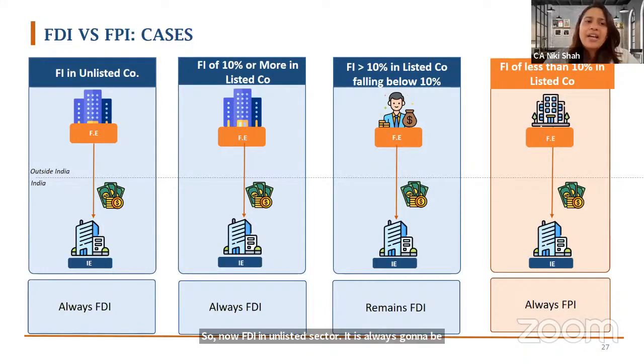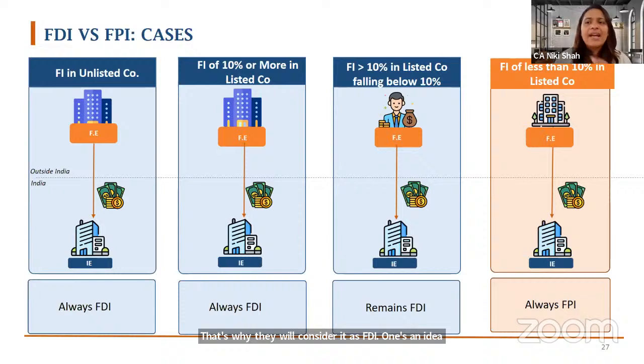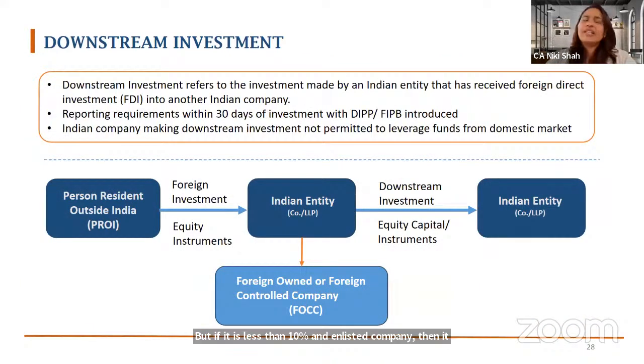If an FPI is investing 10% or more in a listed company, it will turn into an FDI, because now with more than 10% you're going to have some kind of control, some kind of influence. That's why they will consider it as FDI. Once an FDI, it will always remain an FDI. But if it is less than 10% in a listed company, then it will remain as an FPI. This is a basic understanding of FDI and FPI.